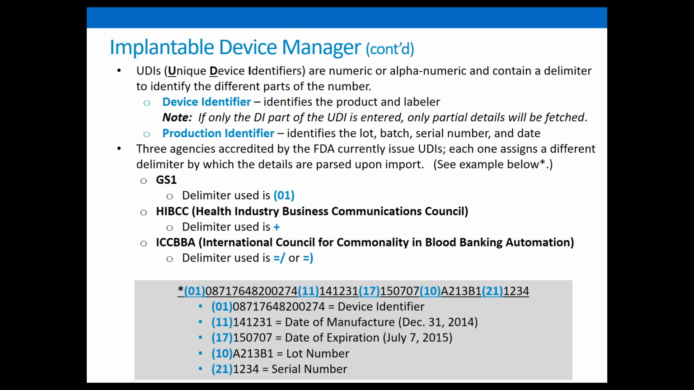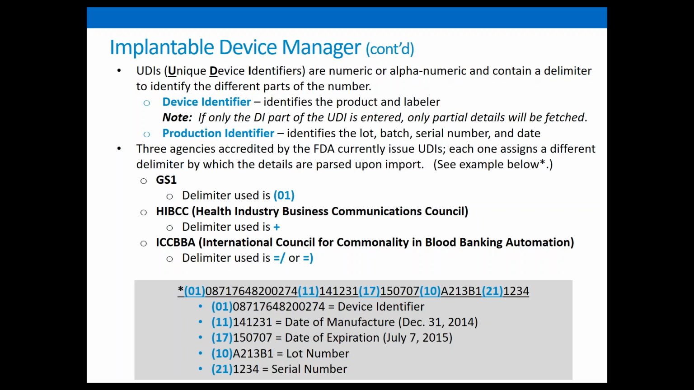It depends on which agency issued this ID number. The FDA has accredited 3 different agencies with being able to define these devices. Each agency uses a different delimiter when they define their number, as I've got listed there in that middle bullet point. So my example is simply using the parentheses and a number because this device was issued by GS1. But had I used a device issued by HIBCC, then my example would have a plus sign in blue instead of a number inside parentheses.